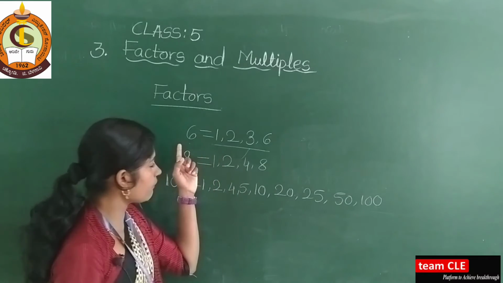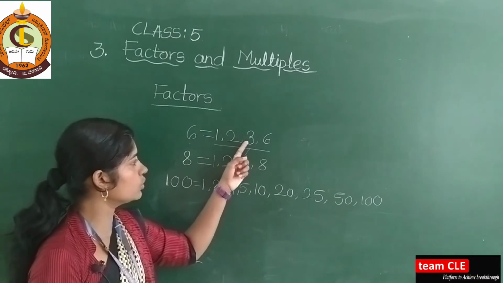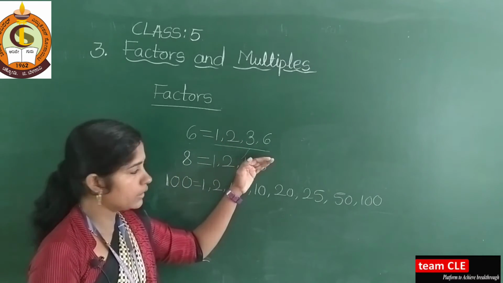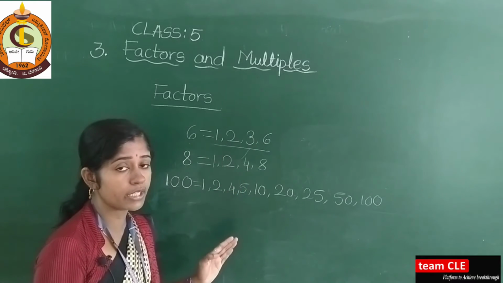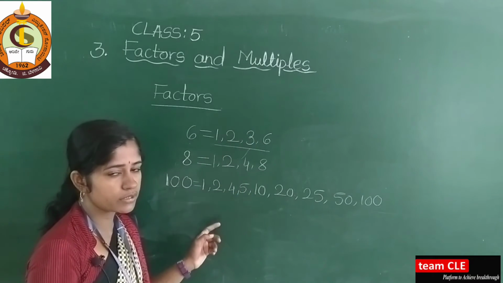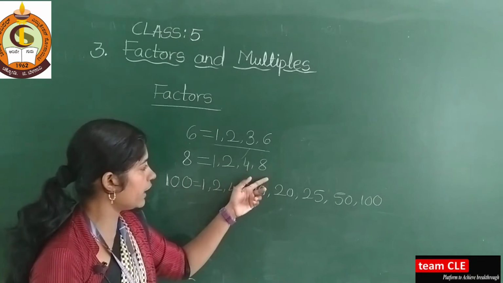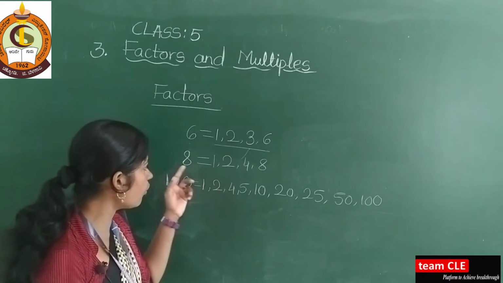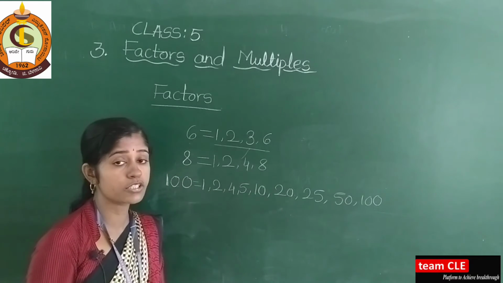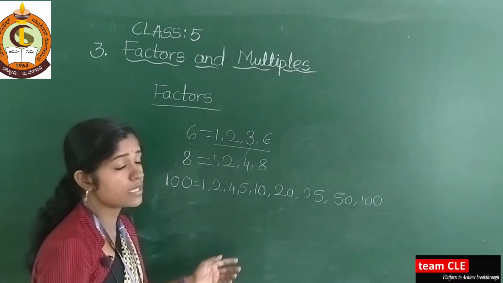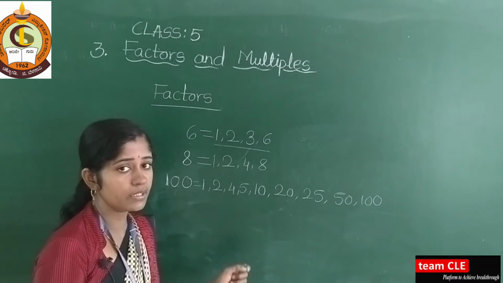Means, see here, the factors of 6 are 1, 2, 3, 6, up to here only. Other than this there is no other factor of 6. See here, 8 is there. 1, 2, 4, 8 only are the factors of 8. Other than that there are no factors. Means the factors are finite in number.